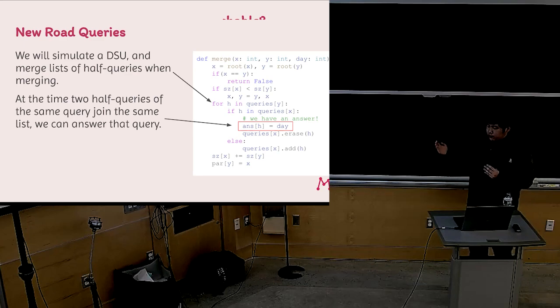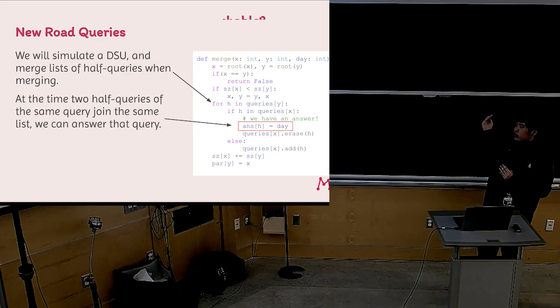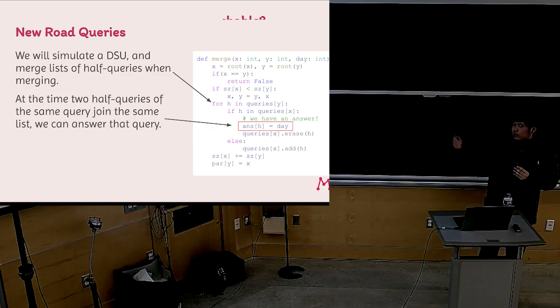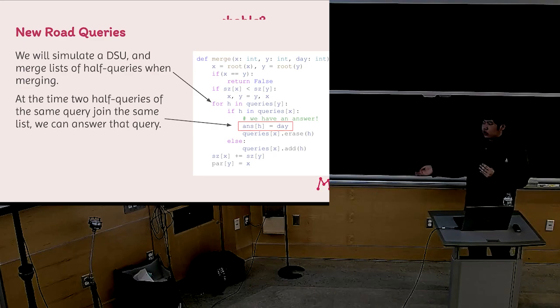So for all the h, like h for half queries, in queries of y, we first check if h is already in queries of x. And if it is, that means that these two half queries have joined together and are in the same list now. In that case, we can determine that the answer for h is day, and we can now erase h from the queries of x. Otherwise, we can add h into queries of x. And then finally, we update the sizes and we update the parents. Does it make sense, everyone?